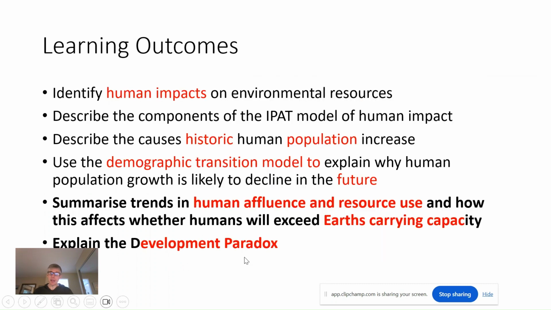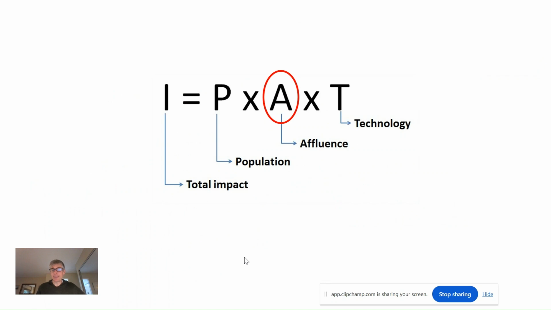Specifically, as you increase in wealth, you start using more resources. So this is called the development paradox, where you can solve the population problem with the demographic transition, but we're left with more people consuming more resources. And so that's the affluence part of human impacts. I'll quickly go over that now to finish up this lecture.